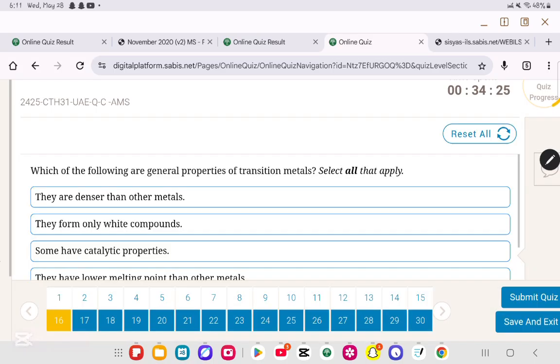Move on to question number 16. Which of the following are general properties of transition metals? So what are the properties of transition metals in general? Transition metals have a couple of properties. Some of their properties: they are denser than metals.